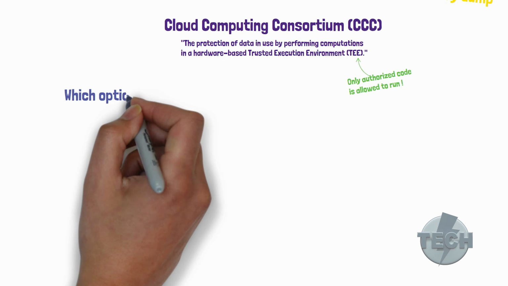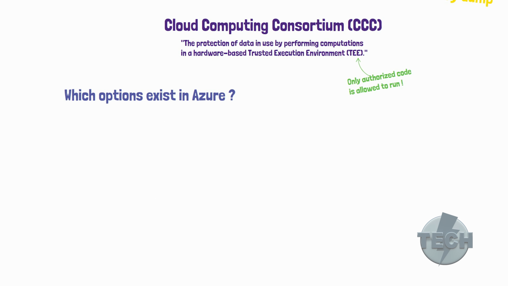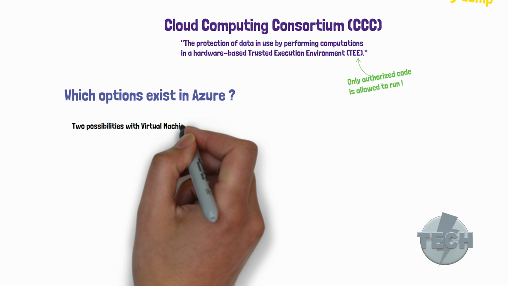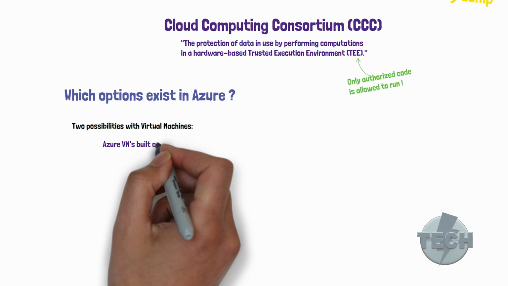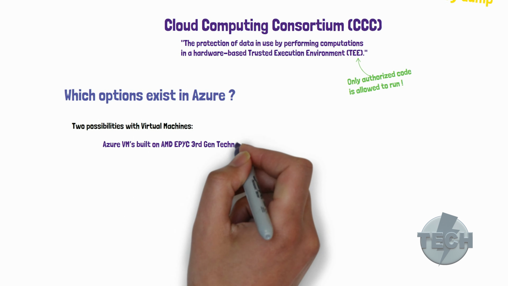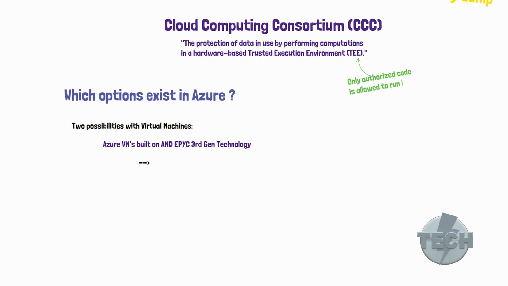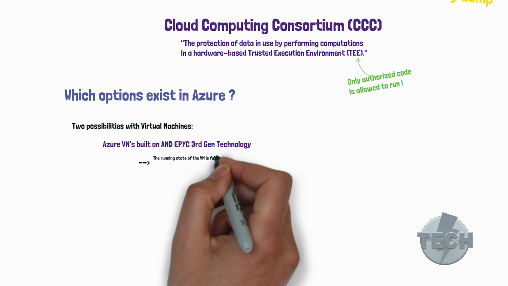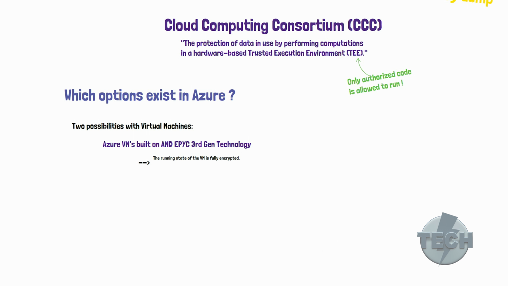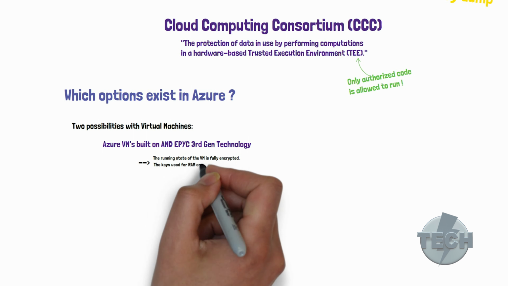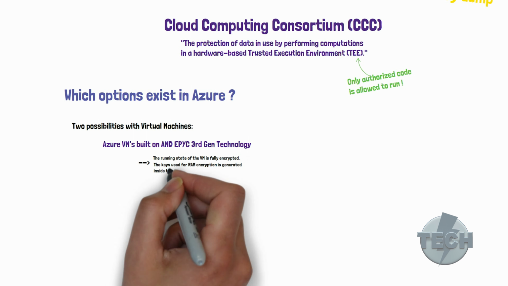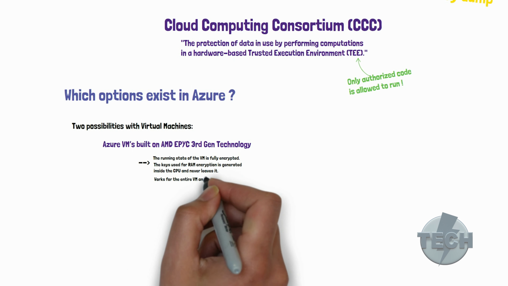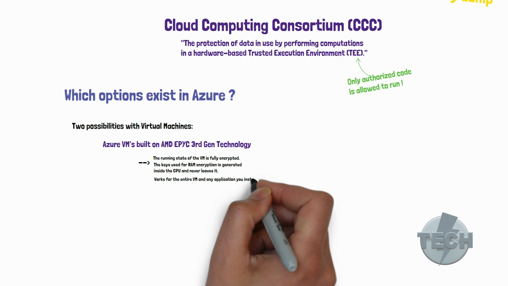So, which options does Azure have for confidential computing? For virtual machines, there are two possibilities. First, you have Azure VMs built on the AMD EPYC 3rd generation technology. This technology takes the running state of the VM and makes it fully encrypted. The keys used for RAM encryption are generated inside the CPU and never leave it. It works for the entire VM and any applications you install on it.